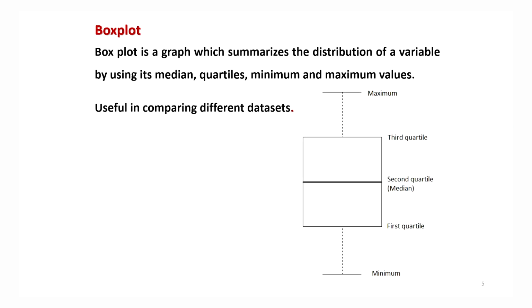Now, the same command, same outcome can be presented graphically using the concept of box plot. A box plot is a graph which summarizes the distribution of a variable by using the median, quartiles, minimum and maximum value. It is very helpful when we are trying to compare different data sets. For example, the box plot looks like this type of picture.